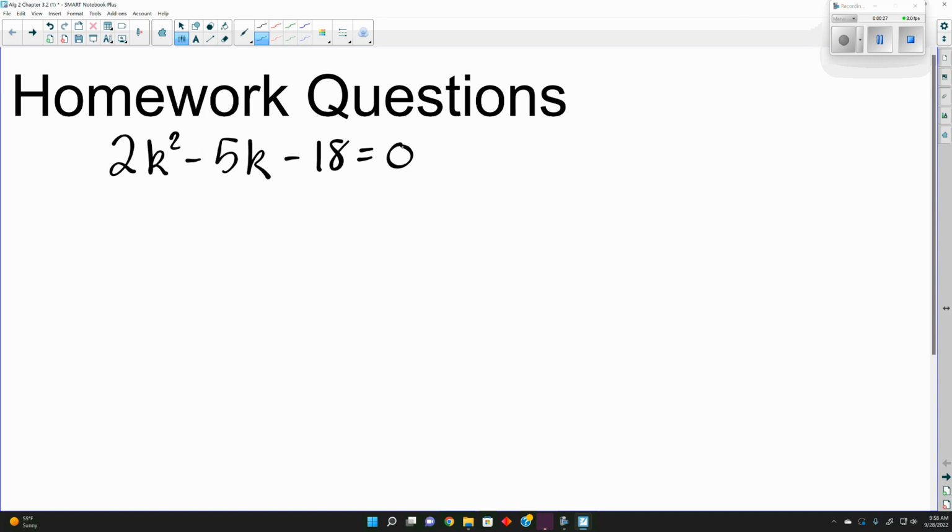So we're looking at number 4. So 2k squared minus 5k minus 18 equals 0. The first thing we would look for is a greatest common factor between these three terms. And there is not one. So we'll have our two sets of parentheses with three spaces. Now we look at the third term.